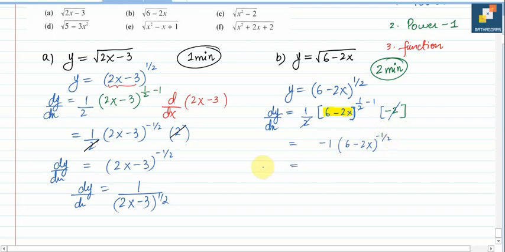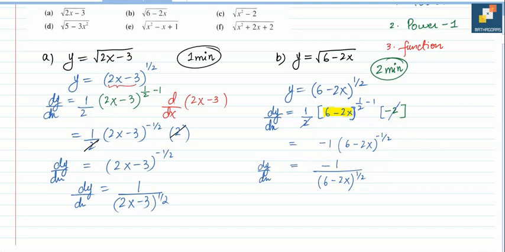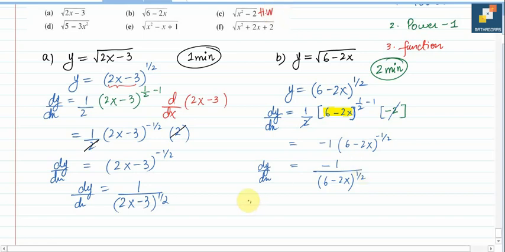We can say that the answer will be in the form of minus 1 divided by 6 minus 2x to the power of 1 divided by 2. Alright, for part C, that is your homework question, right? And similar to part C, we are going to start part B here. They both are very similar. So y is equal to the square root of 5 minus 3x square.